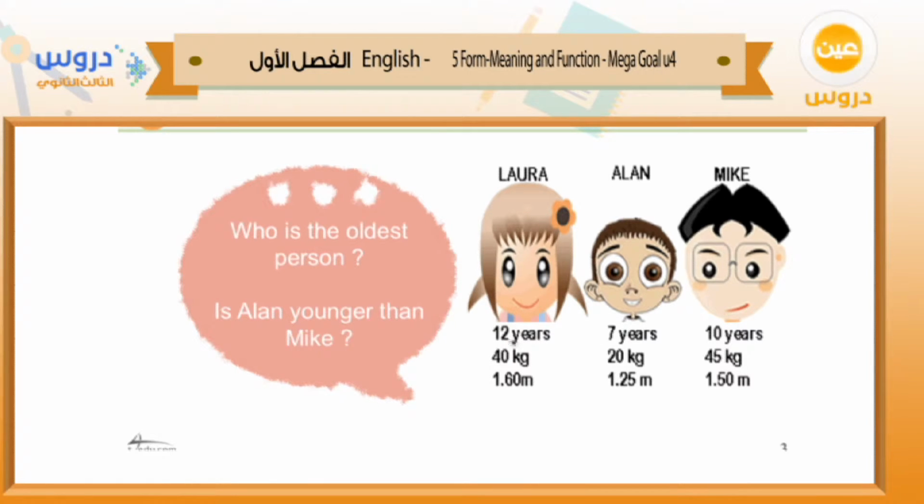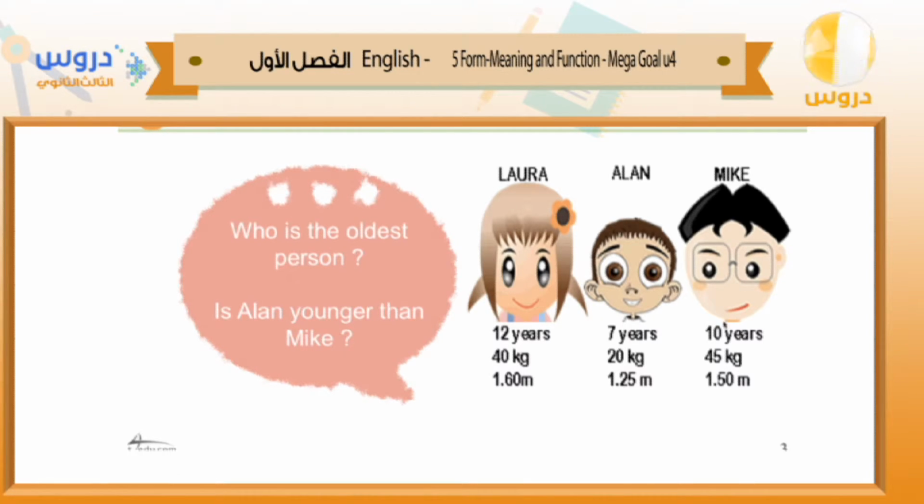Laura is 12 years old. Alan is 7 years old. Mike is 10 years old. Who is the oldest person? Do you think Laura is the oldest, Alan is the oldest, or Mike? Here we have 12 years, 7 years, and 10 years. Of course, Laura is the oldest because she is 12 years old.